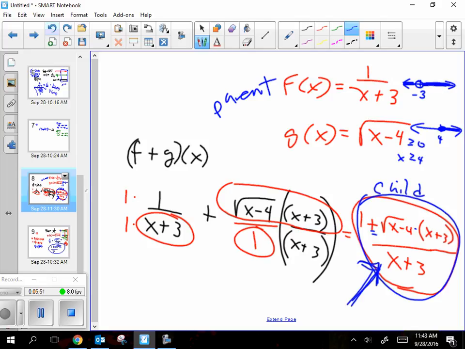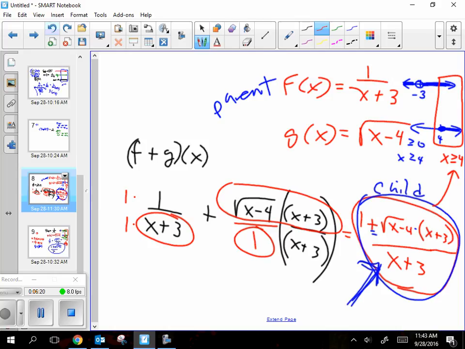To get the child domain, you have to say, where do these both overlap? Right in there is where they both overlap. And so this guy's domain is where they overlap. x is greater than or equal to 4 is the domain of this one.